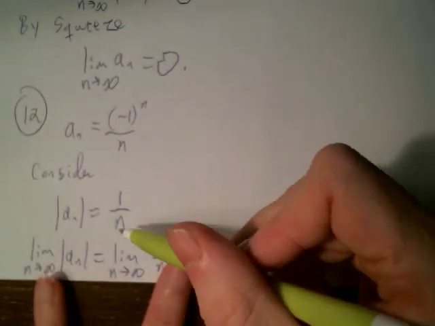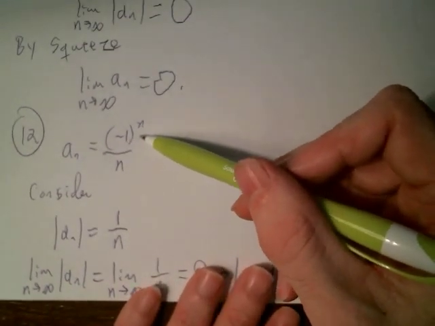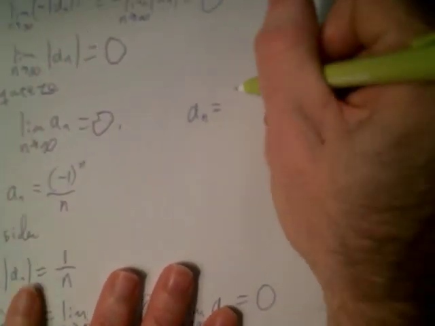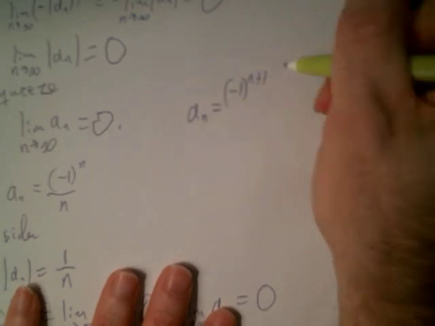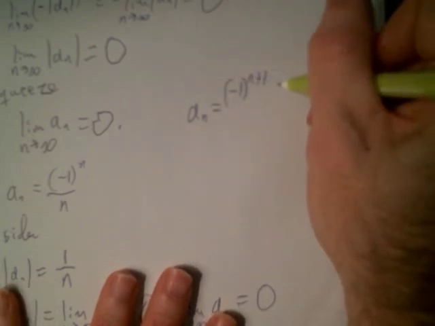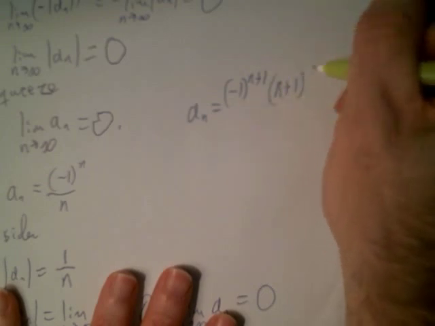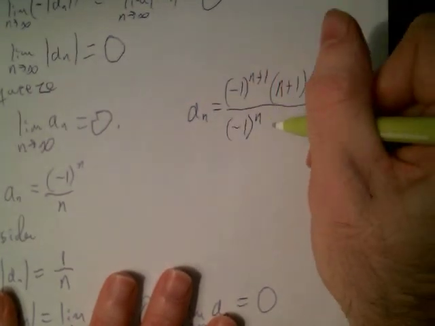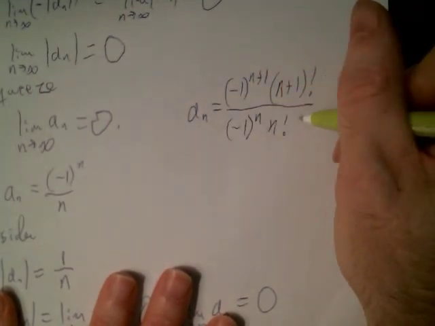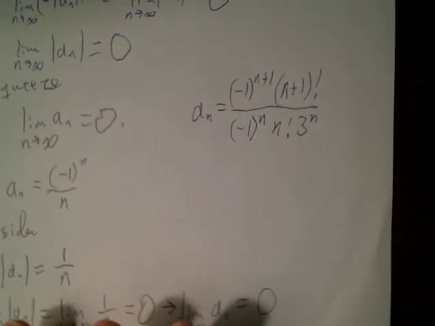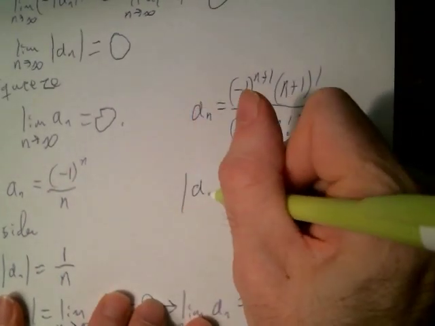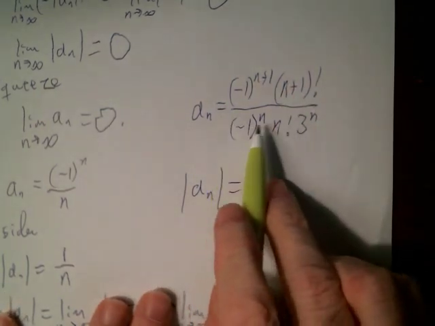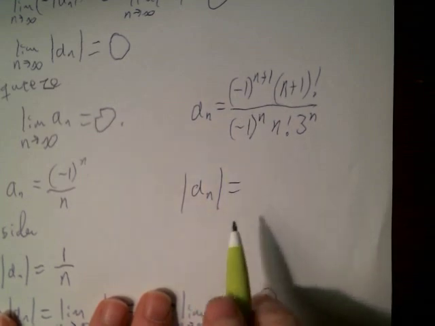So when you take absolute values, you can kick out all these -1 to the n's. So maybe a crazy example: a sub n equals -1 to the n plus 1 times, I don't know, n plus 1 factorial all over -1 to the n times n factorial times 3 to the n. Okay, so that ugly thing. The absolute value of a sub n, the absolute value of this thing, will just be the same thing, but without all these -1 to the n's.